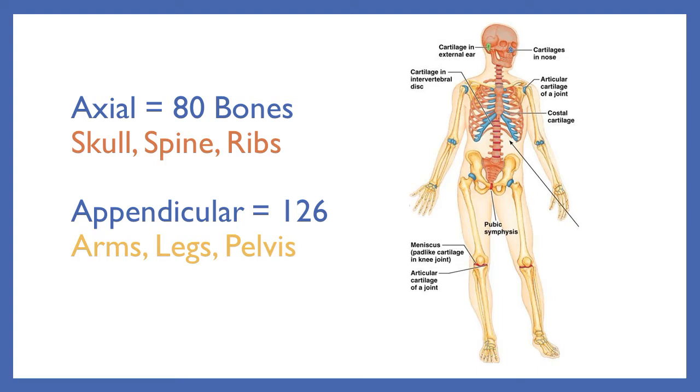Here we can see the skeleton color-coded for the axial and the appendicular. Red is the axial skeleton, consisting of the skull, the spine, and the ribs. And the appendicular is in yellow, consisting of our arms, legs, pelvis, and also those shoulders.